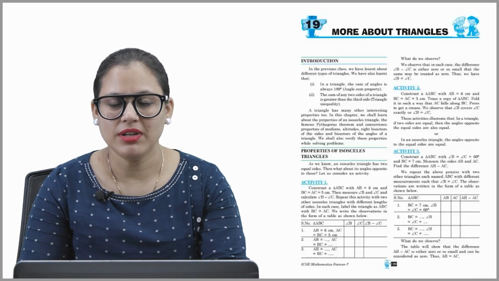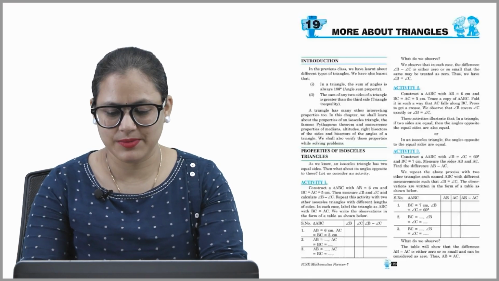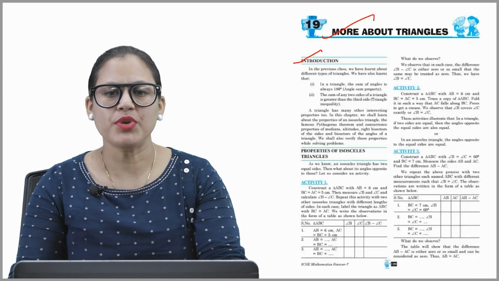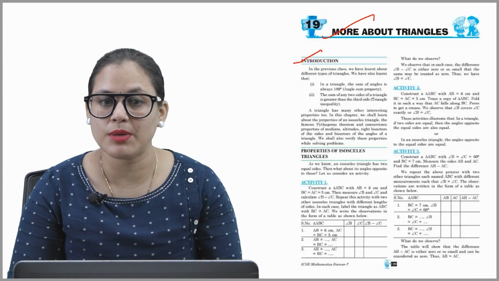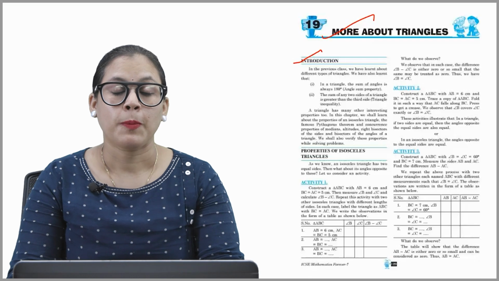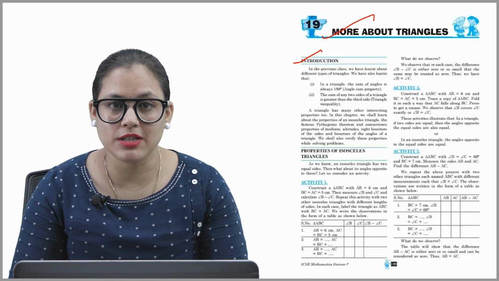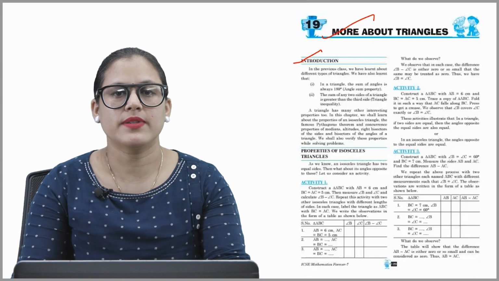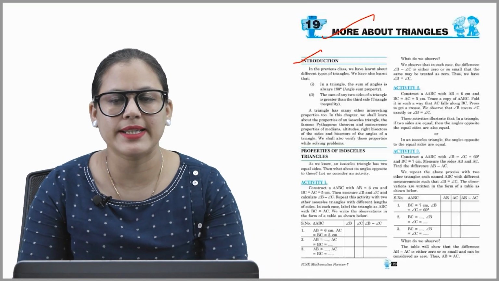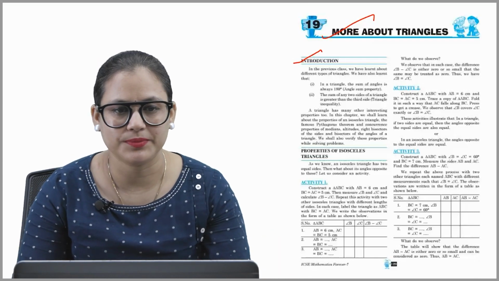Let's start today's chapter, more about triangles. Introduction. In the previous class, we have learned about different types of triangles. We have also learned that, one, in a triangle, the sum of angles is always 180 degrees, the angle sum property. And two, the sum of any two sides of a triangle is greater than the third side, the triangle inequality.